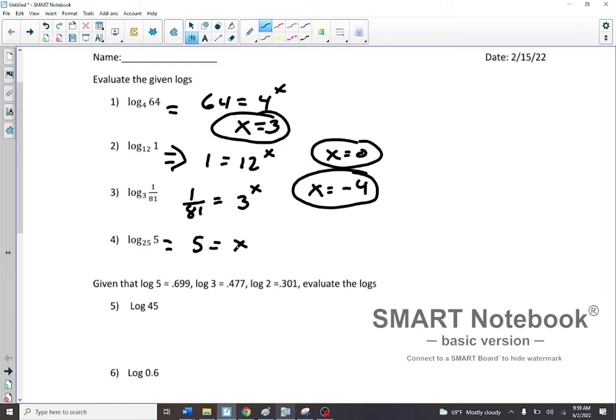Here, log base 25 of 5. 5 equals 25 to the x power. In this case, 25 needs to get smaller into 5. The square root of 25 is 5, so x equals a half power.